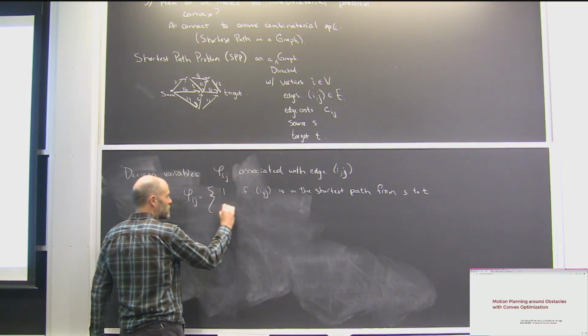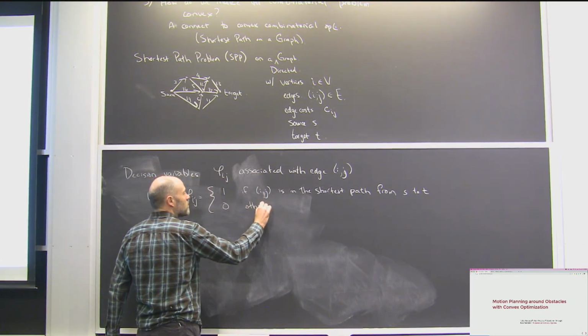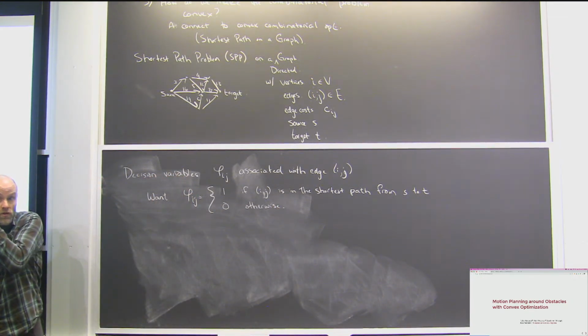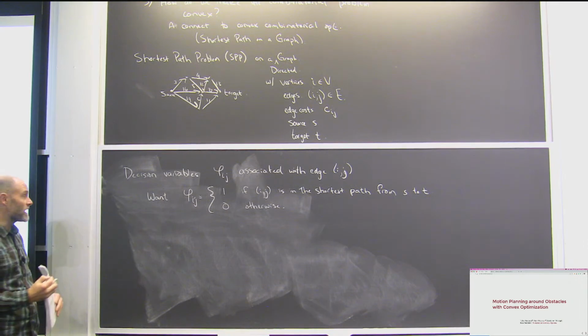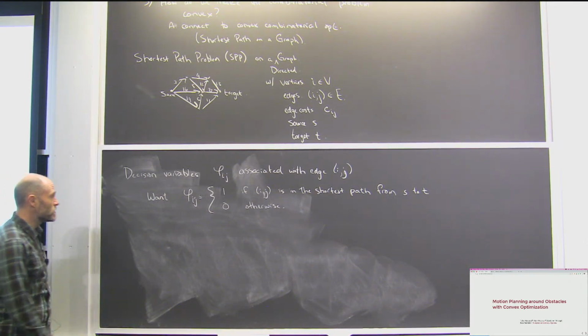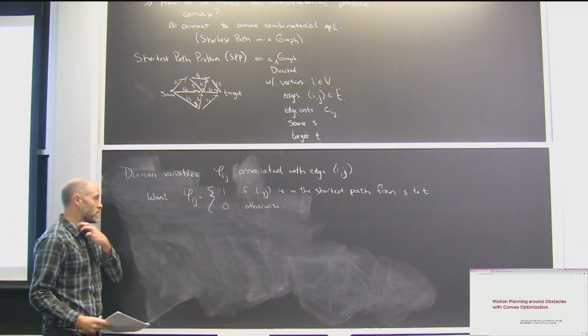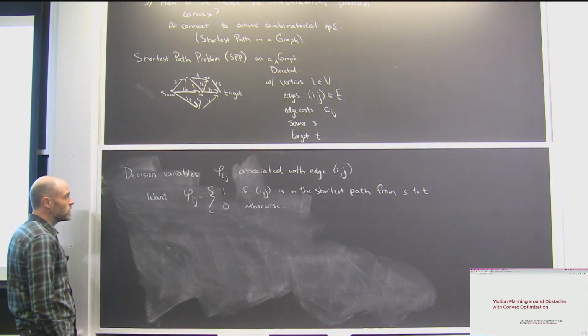And 0 otherwise. Okay, that's my goal, is to write an optimization that has that property: that at the optimal solution, I'm going to read off the shortest path by looking at the edge variables.